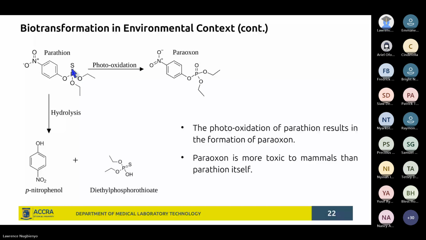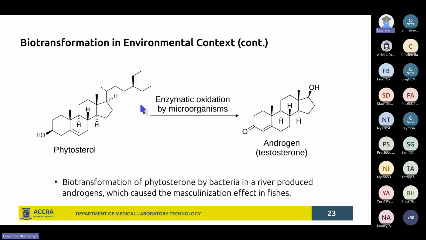We have, so this has some history, some research history behind it. That you have phytosterol. These are some steroids in plants that in the environment, some microorganisms can act on this phytosterol, converting it into male sex hormones, androgens, testosterone. It's a form of oxidation. You can see clearly that this hydroxyl group here is now this cyclic ketone group.